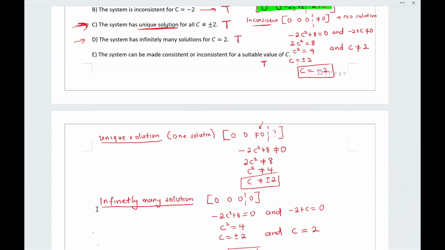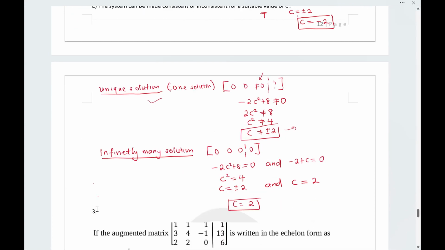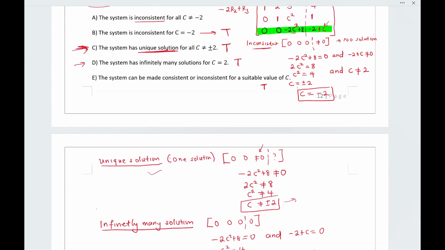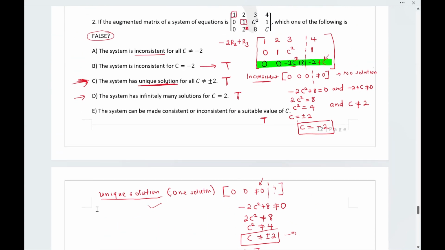So for example, if you choose c to be any number which is not -2 or 2, you're going to have a unique solution, which is consistent. If you choose c to be -2, it is going to be inconsistent. So this statement is true. So the only statement that is false is this one here.